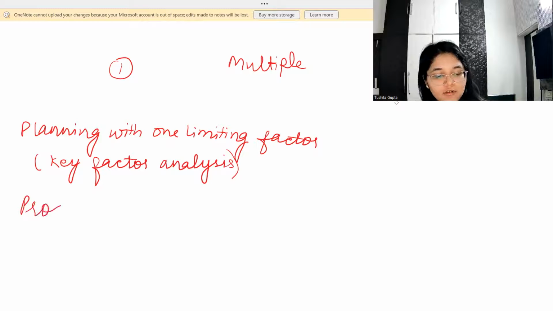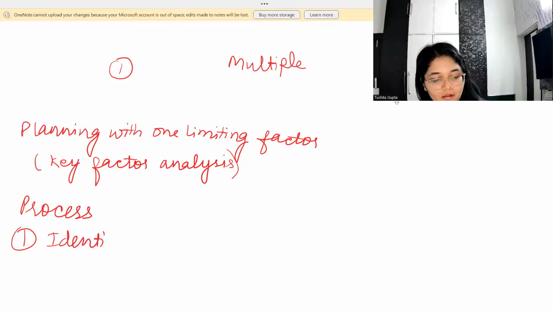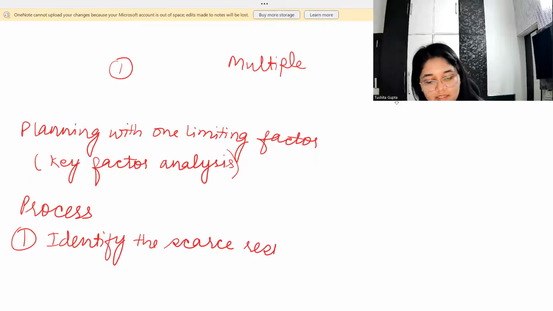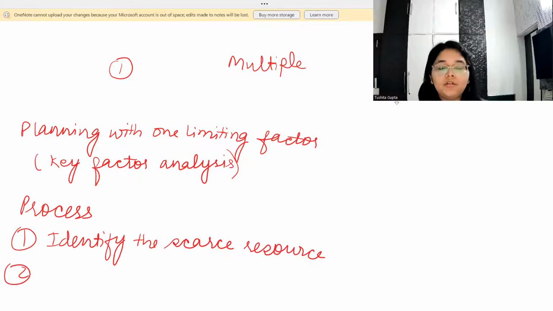So the process will go something like this. The first step in the process, what will you do? You will first identify which is your limiting factor, which is your scarce resource, which is something you have in a lesser quantity than you actually need it for. So the first step will be to identify the scarce resource.